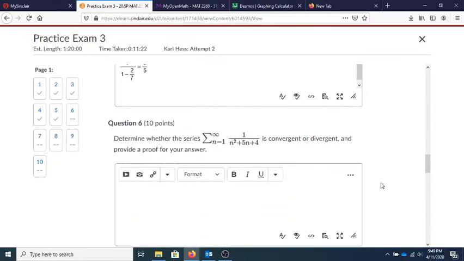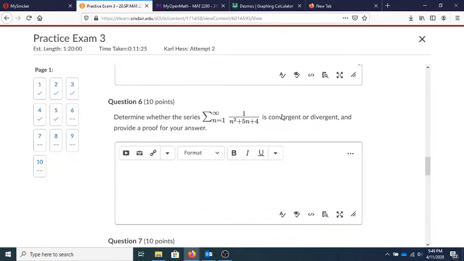Alright, question 6. Determine whether the series is convergent or divergent and provide a proof for your answer. So we'll have to do a little more typing here. But I can see that it's convergent because if I deleted the 5n and the 4, this would just be a convergent p-series. So this would actually be a good one to do the comparison test for, because when I delete that stuff, it actually makes the fraction bigger.